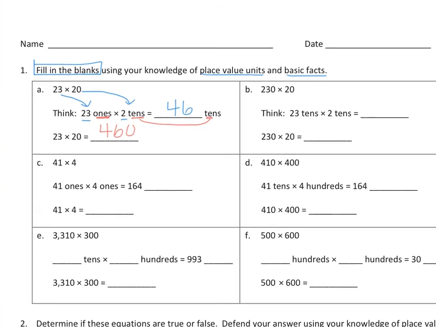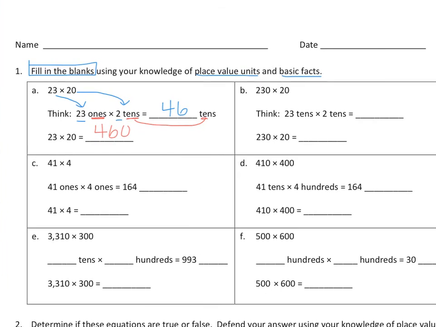So for B, they did 230 times 20. And so we went ahead and changed it to be 23 tens. That equals 230 times 2 tens, which equals 20. So we are going to just multiply the 23 and the 2. That was 46.